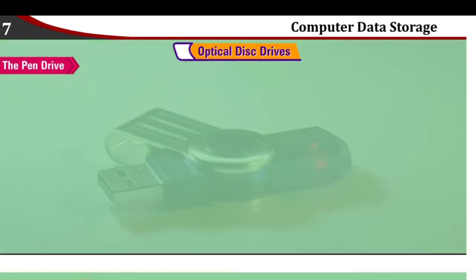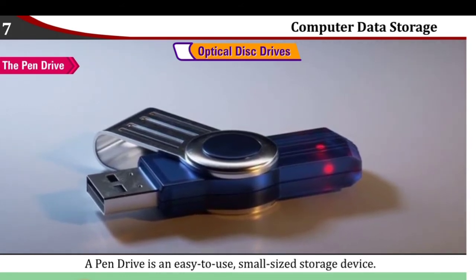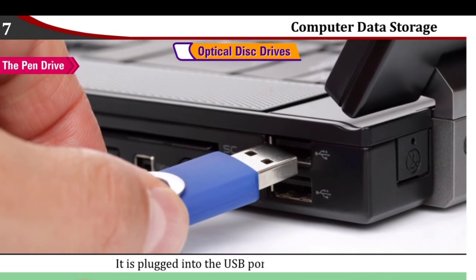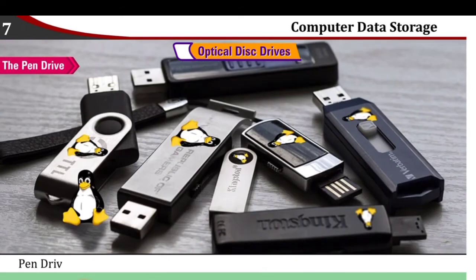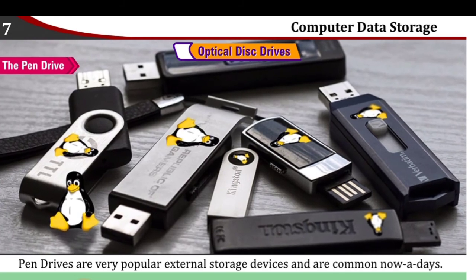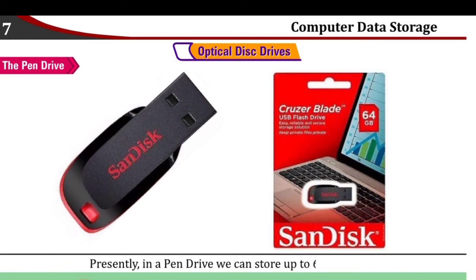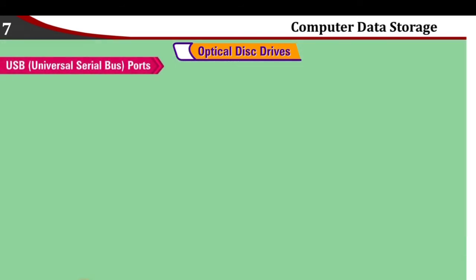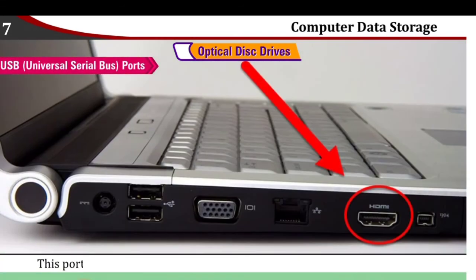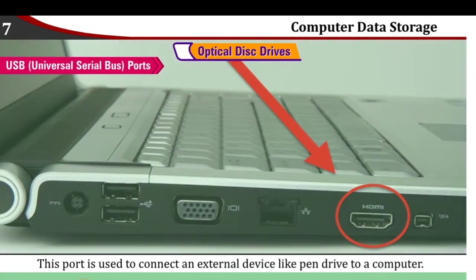The pen drive. A pen drive is an easy-to-use, small-sized storage device. It is plugged into the USB port of a computer. Pen drives are very popular external storage devices and are common nowadays. Presently, in a pen drive, we can store up to 64 GB of data. USB ports. This port is used to connect an external device like a pen drive to a computer.